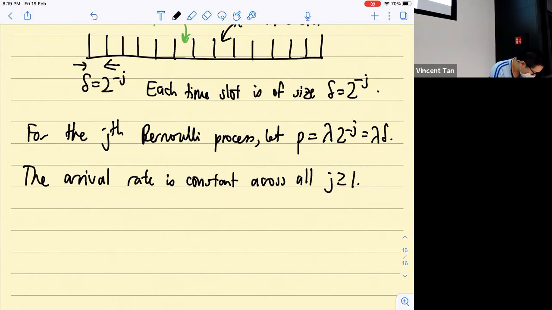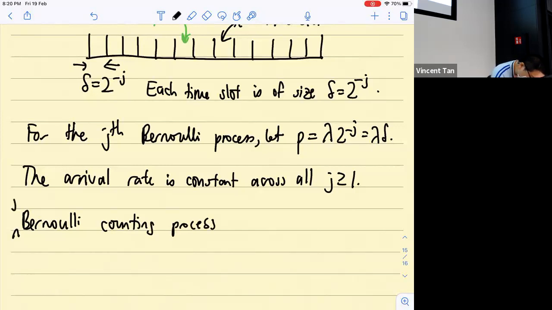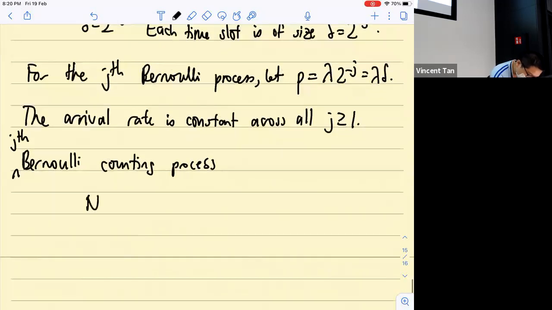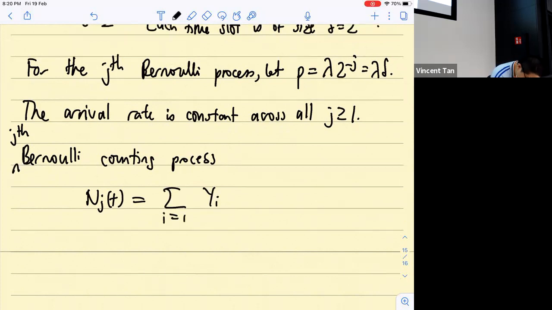Right, I've already talked about these two things. So this is the Bernoulli counting process. So we can define the Bernoulli counting process for the jth Bernoulli process. Let's talk about N_j(t), which is equal to the sum of yi, i running from 1 to floor of t times 2 to the j. Why do we need all these very painful things, right?